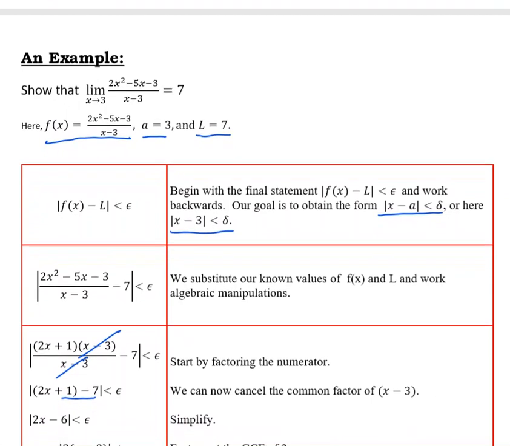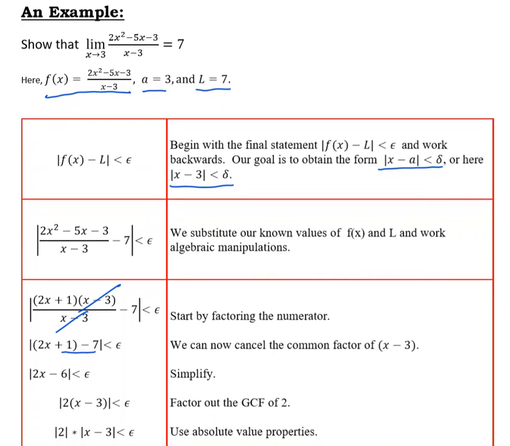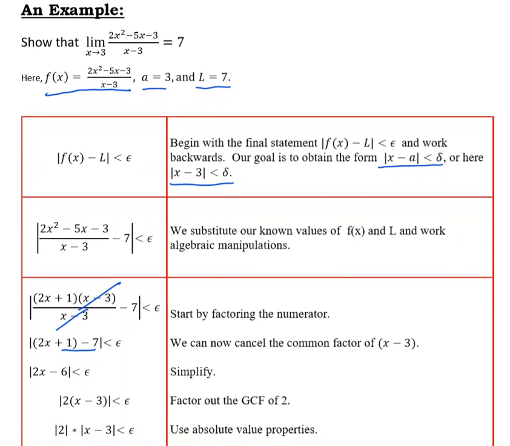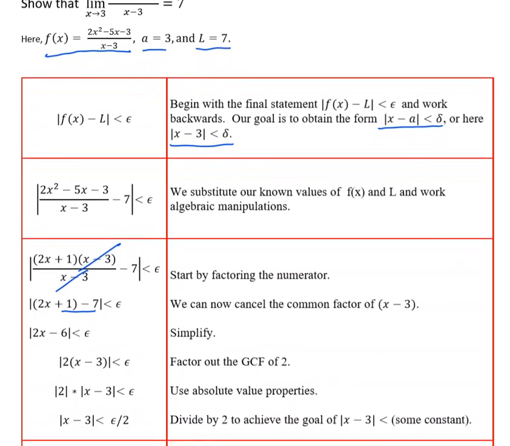Taking out a greatest common factor of 2 is getting us close to our goal. And using absolute value properties, we can rewrite this as the absolute value of 2 times the absolute value of x minus 3. Since the absolute value of 2 is 2, we can divide both sides by 2. And what you see is that we have achieved our goal of getting to the absolute value of x minus 3 being less than some constant. Here we have the absolute value of x minus 3 less than epsilon over 2.